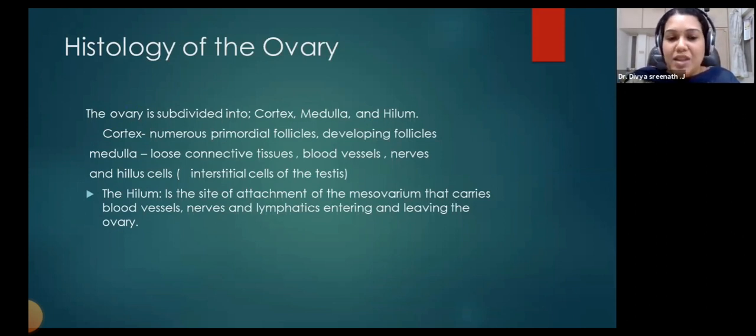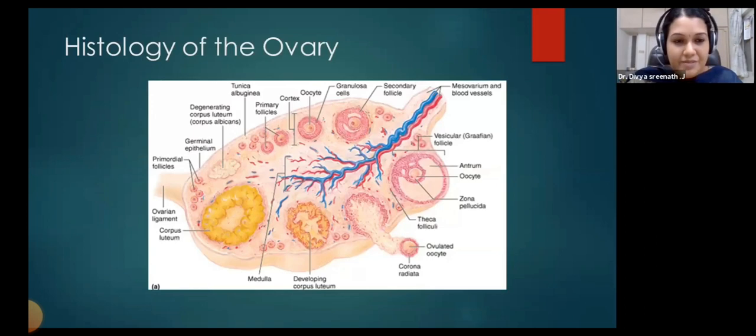It contains loose connective tissue, and blood vessels and nerves are also seen in it. One more thing is that it contains hilum cells, that is, cells similar to the interstitial cells of the testis. They are seen in the medulla as hilum cells.